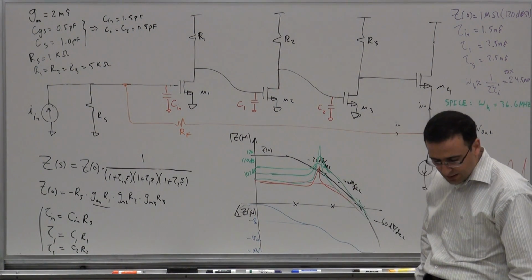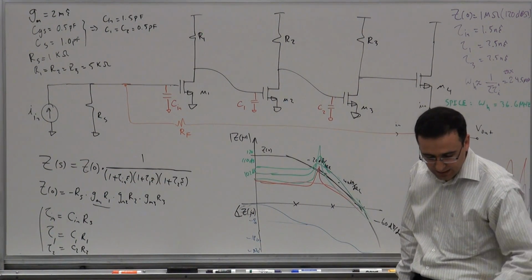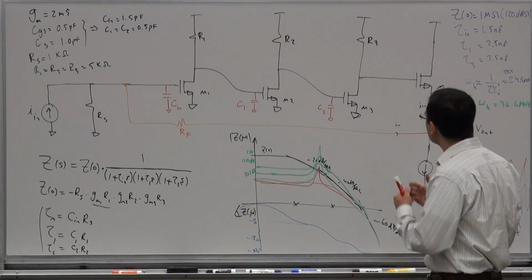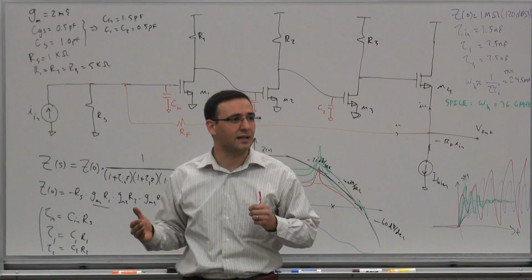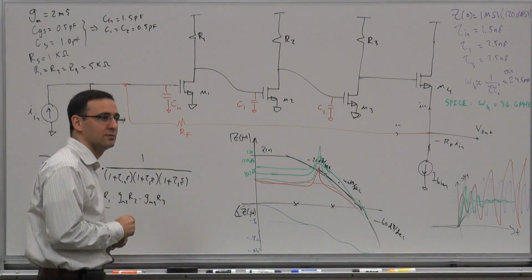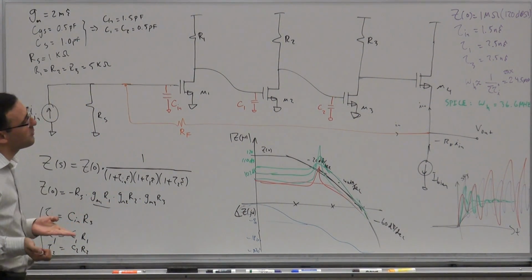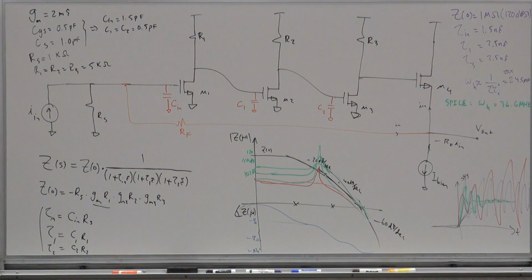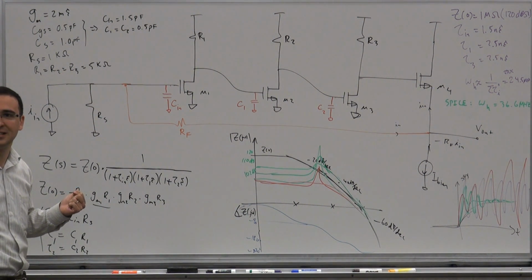So, let's look at several different things and see what's happening. Let's break this loop and calculate the loop gain of this example. Where would you break this loop if you were lazy like me and wanted to do the minimum effort with the assumptions that I have? Where would you break it?